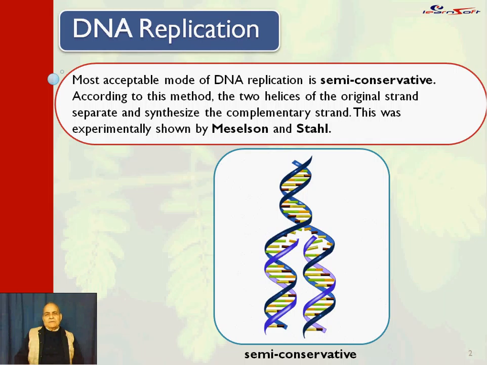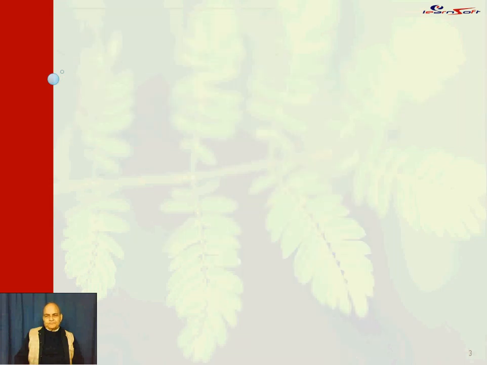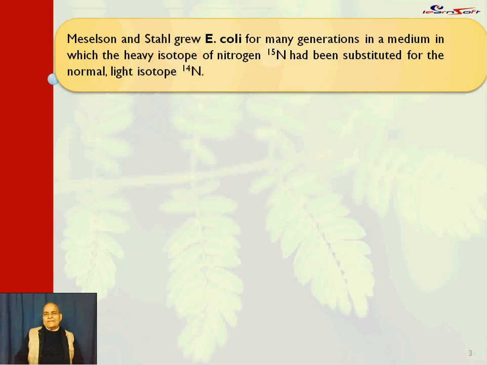And this was experimentally shown by the experiment conducted by Meselson and Stahl. You can see in the diagram that the parent strand separates and both are forming their complementary strand. Meselson and Stahl grew E. coli for many generations in a medium in which a heavy isotope of nitrogen, that is N15, had been substituted for the normal light isotope, that is N14.